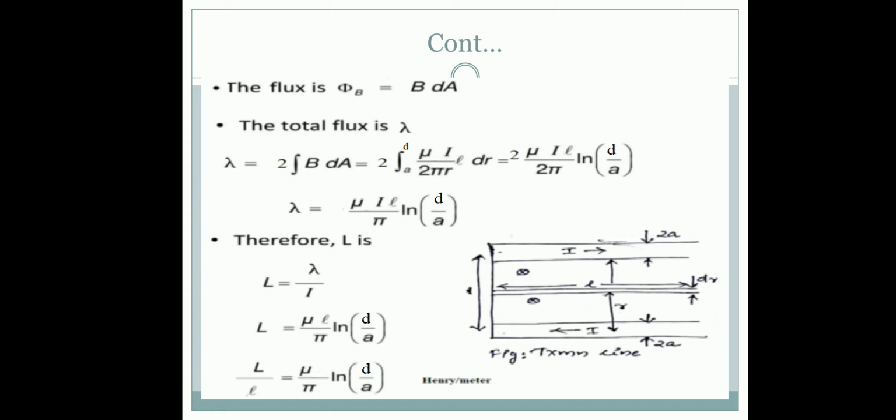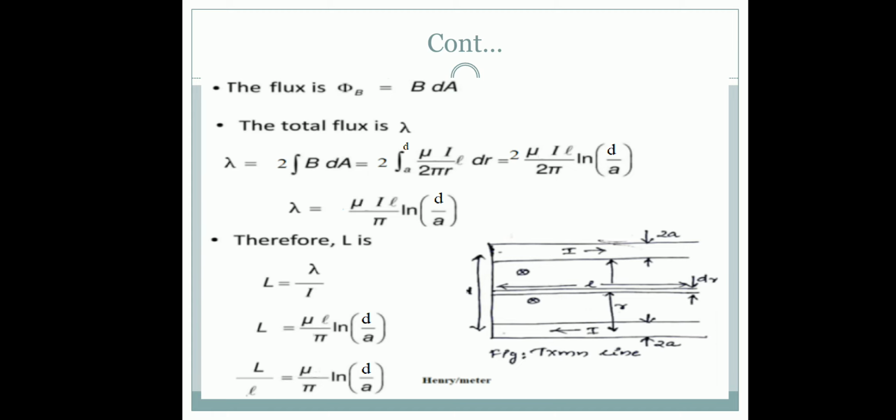So the difference between finding the inductance in coaxial cable and this transmission line is that in coaxial cable we have only one conductor. So the integration is only the integration from a to D of B dA. But here we have two conductors. So the integration is 2 times integral B dA. So lambda is equal to 2 times integral B dA.